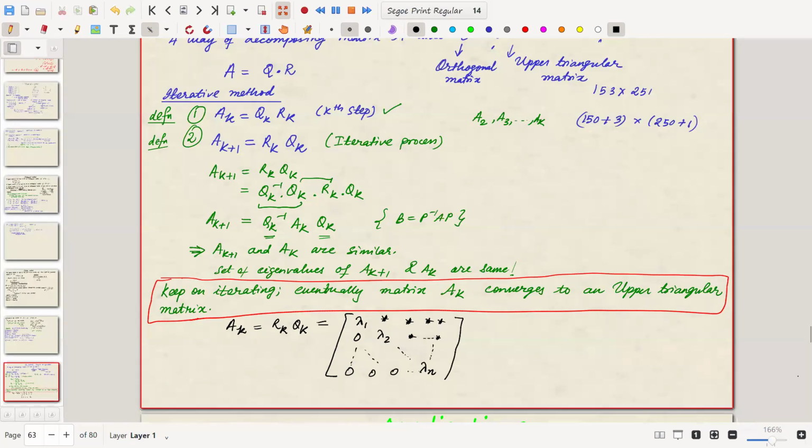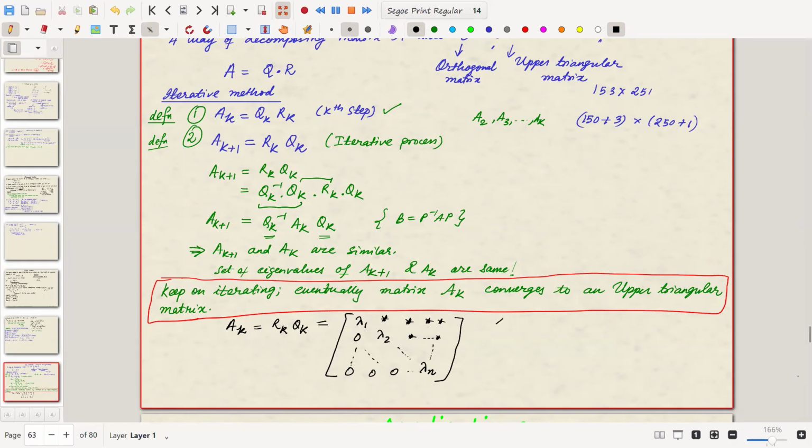Yes. Can you see like this? Is this an upper triangular matrix? Yes, because the upper triangular elements are non-zero and the lower triangular elements are 0. So this is an upper triangular matrix. But most importantly, it will converge to an upper triangular matrix. Fine. But this is your answer.